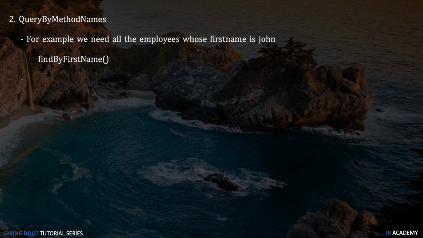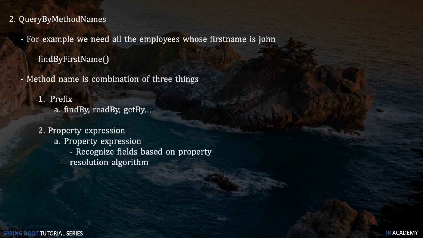Here the method name is a combination of three different things, which are prefix, property expression, and keyword. In our case, if you see here, we have findByFirstName. So findBy is a prefix, and we can use readBy or getBy also instead of findBy, and the property expression is our firstName. With the first name, MongoRepository is basically recognizing the property. And the third thing is the keywords. So you can use And, Or, LessThan, StartingWith, something like that.